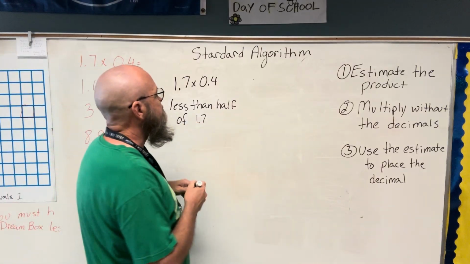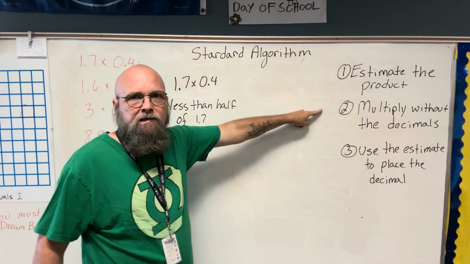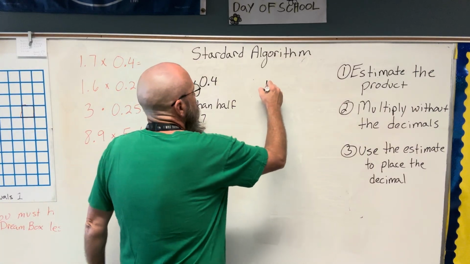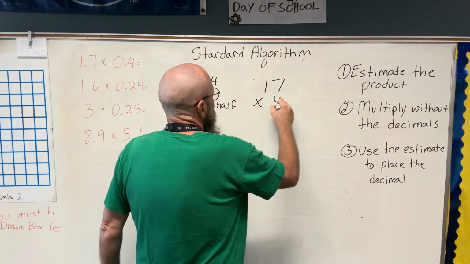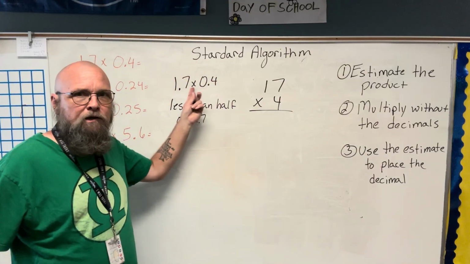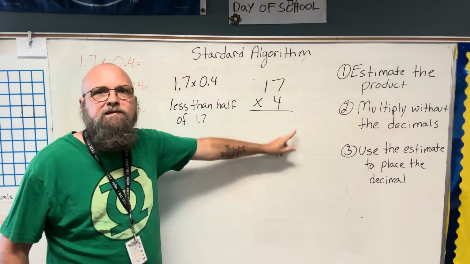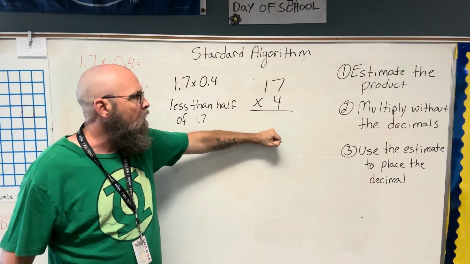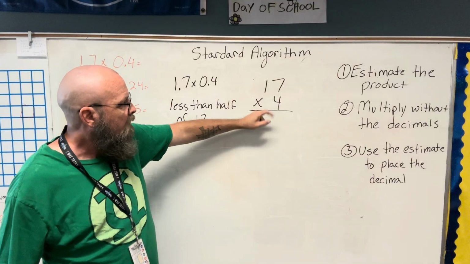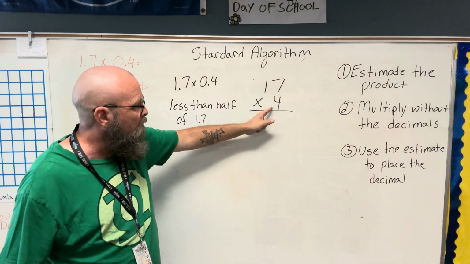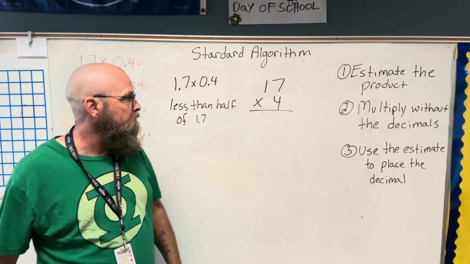So let's take our second step. It says to multiply without the decimals. So I'm going to multiply 17 times 4. I don't need to put that 0 in there. I'm just multiplying 17 times 4. When you do this, I do not want to see the decimal point there or a 0 there, because that's going to be crazy.